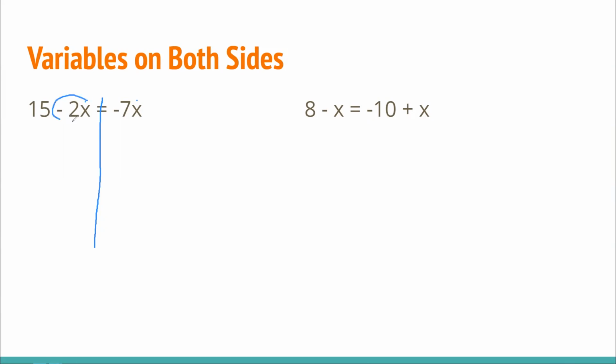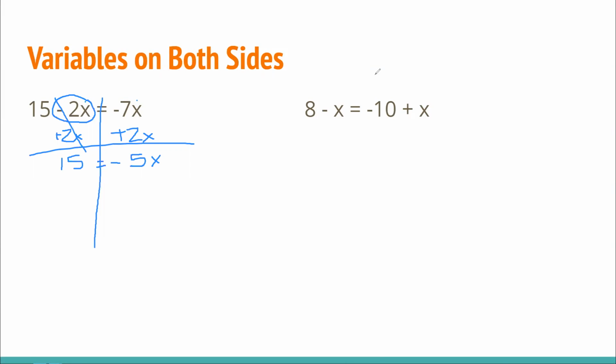I'm looking at a negative 2x over here. And so to get rid of that on the left side, I actually have to add it to both sides of my equation. So I'm doing plus 2x on both sides. That gets rid of that and leaves us with 15. Now I'm looking at negative 7 plus 2. Negative 7 plus 2 gives me a negative 5. And we keep our variable x.